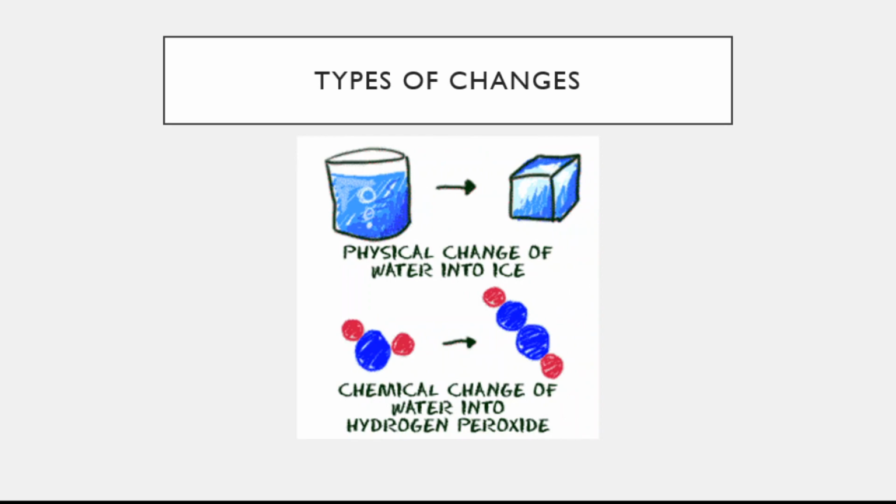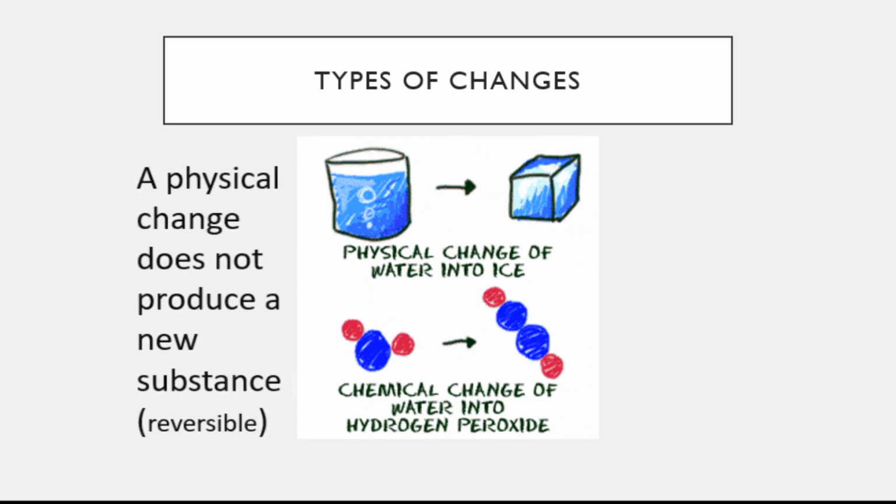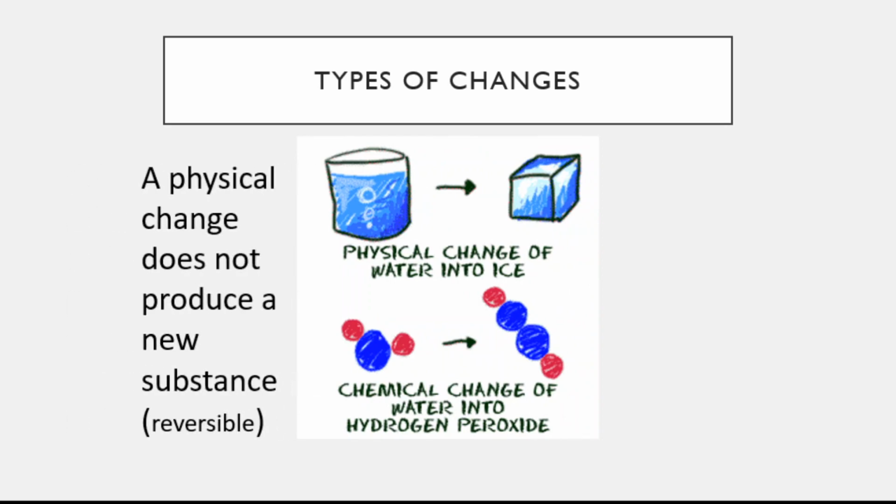All right, types of changes building on that. So physical changes, just to keep in mind, do not produce a new substance. At the chemical level, the atoms and molecules have not been rearranged in any way, shape, or form. The atoms, molecules, formula units of that substance are still inherently the same. And in general, your physical changes can be reversible pretty easily, and you can do that without having to undergo a chemical reaction of any kind.